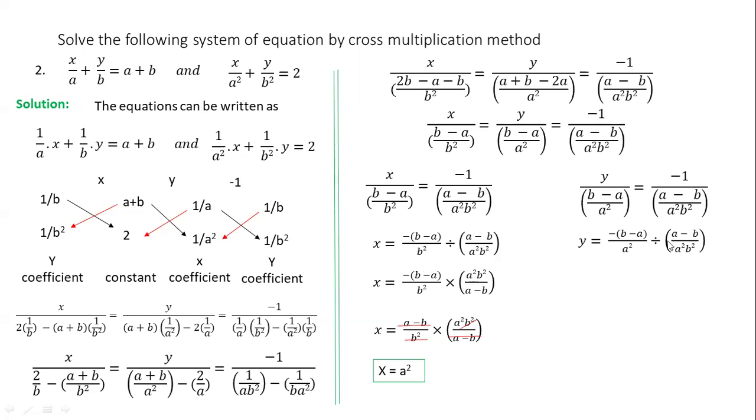Minus B minus A upon A square into this. It is like, take the reciprocal, then open the bracket. It is A minus B upon A square into A square B square upon A minus B. A minus B, A minus B cancels. A square cancels. You are left with y is equal to b square. So you got the answer x is equal to a square and y is equal to b square.